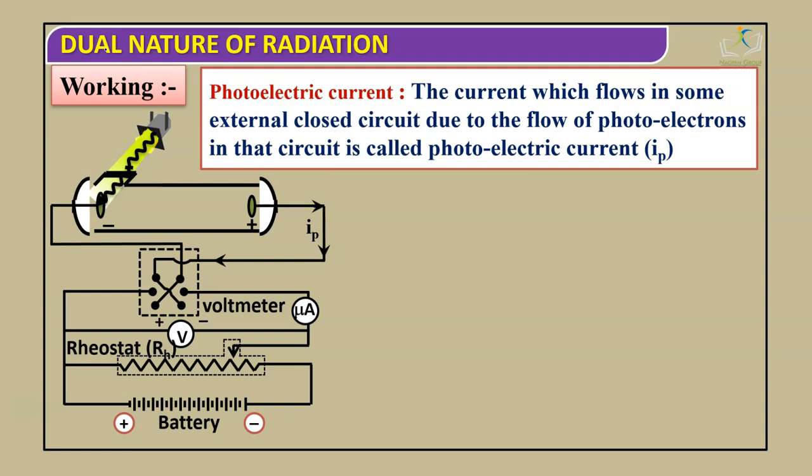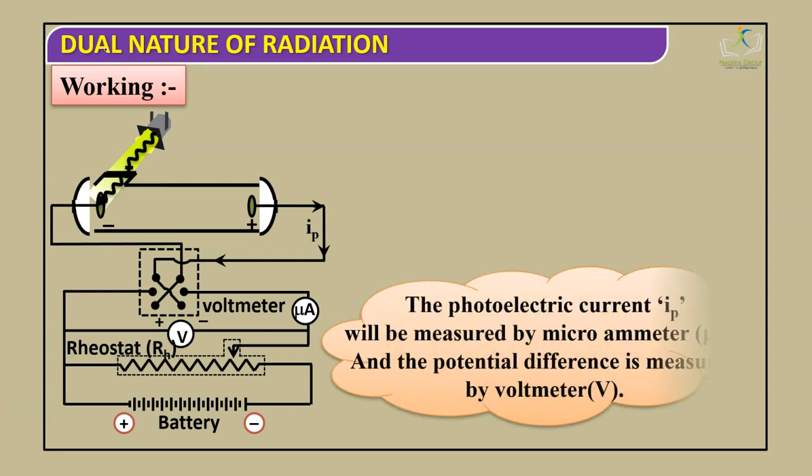So what is a photoelectric current? The current which flows in some external closed circuit due to the flow of photoelectrons in that circuit is called photoelectric current IP. The photoelectric current IP will be measured by the microammeter, which is mu A, and potential difference is measured by the voltmeter.